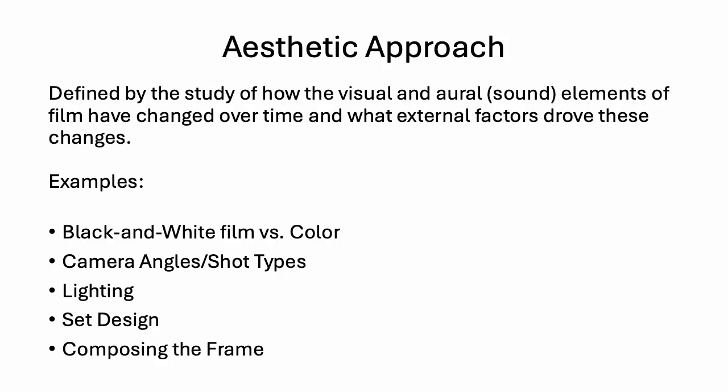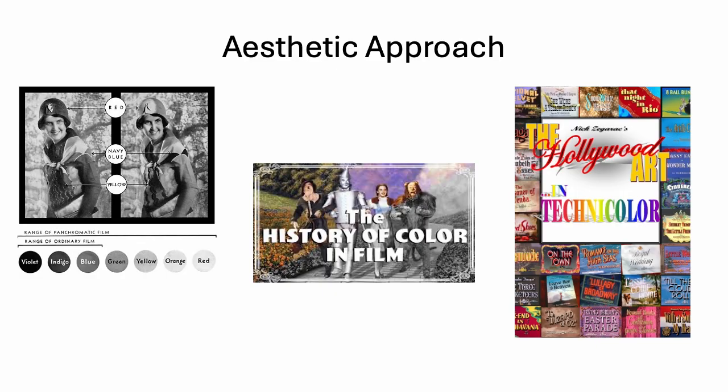The first is the aesthetic approach. Now this is defined by the study of how the visual and aural sound elements of film have changed over time and what external factors drove those changes. So some examples of this would be black and white versus color film and the economic and technological limitations that led to the appearance and proliferation of the transition from black and white to color.